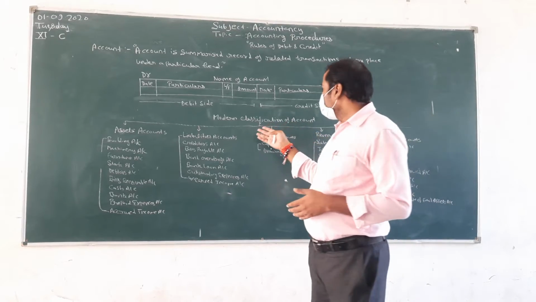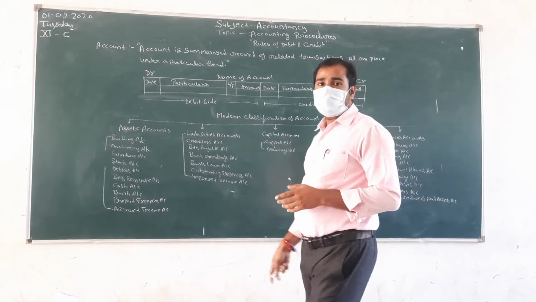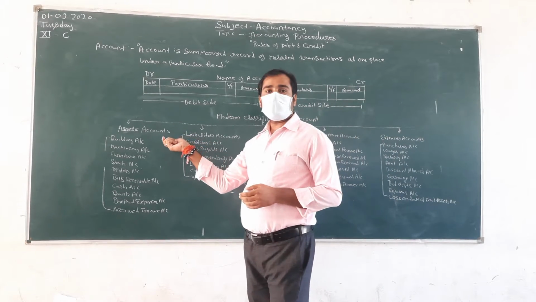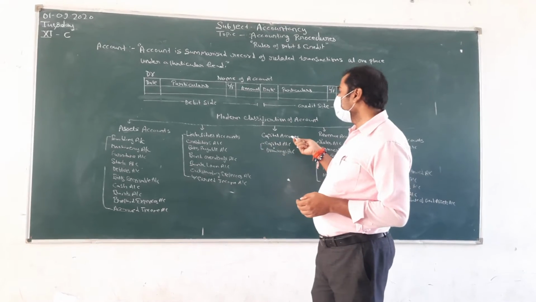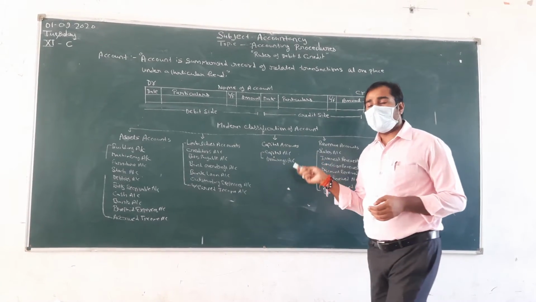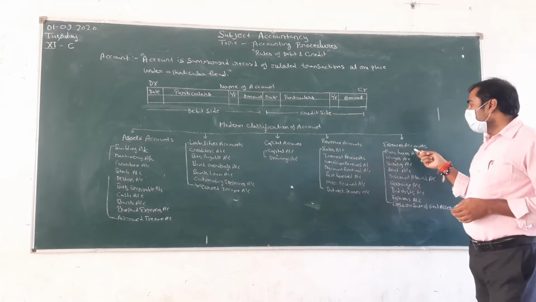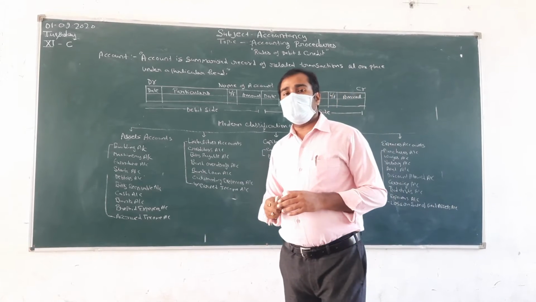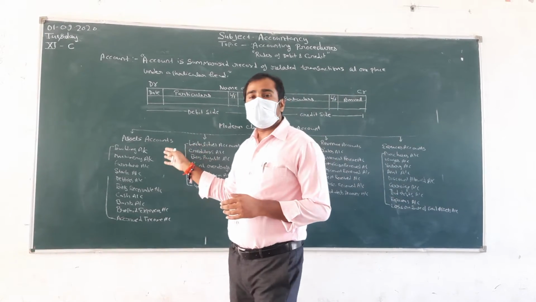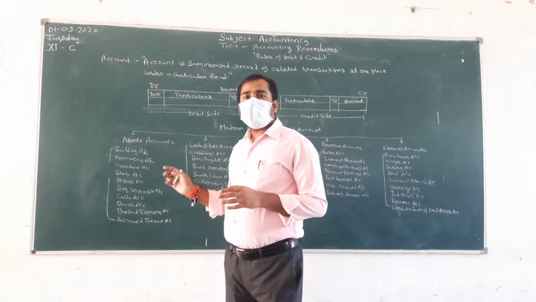In the modern classification, accounts are categorized under 5 heads. The first is assets account, the second is liabilities account, the third one is capital account, next revenue account, and the last is expenses account. Now, when it comes to the assets account, let me tell you about the assets account.